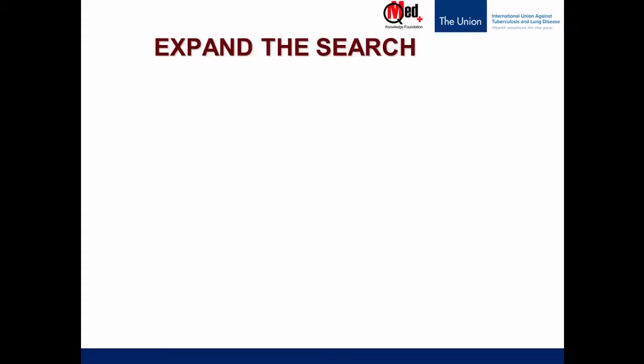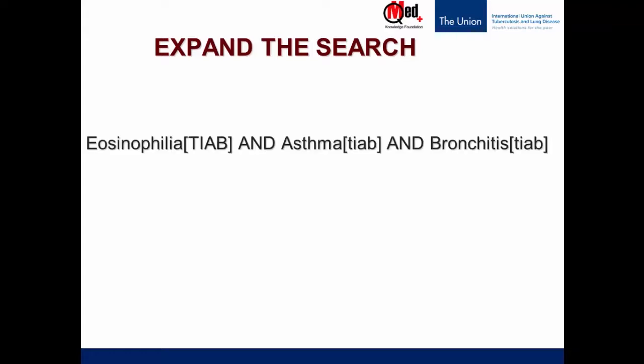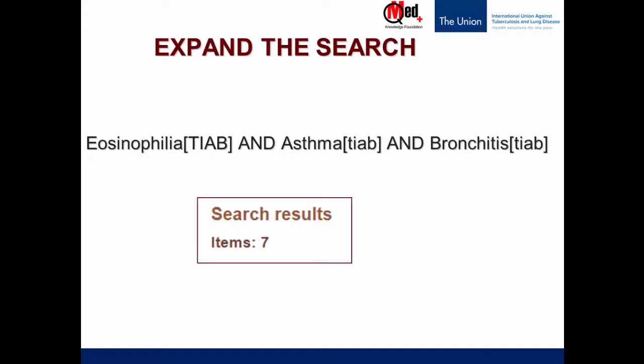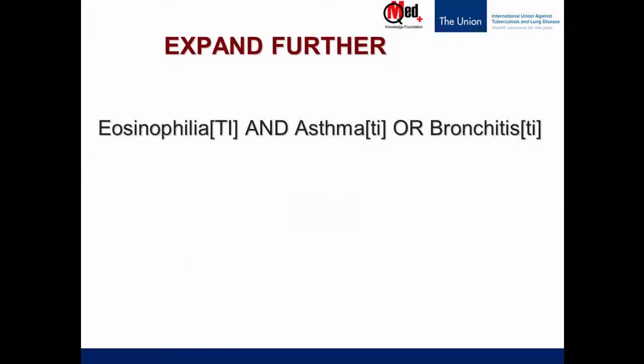We can expand the search by changing TI to TIAB. That means we are looking for the words in the abstract in addition to the title. So we type eosinophilia TIAB and asthma TIAB and bronchitis TIAB. This time we got just 7 results, and when we scanned them, we probably found only 1 or 2 very relevant. So while MeSH is the best, let's do one more quick alternative.